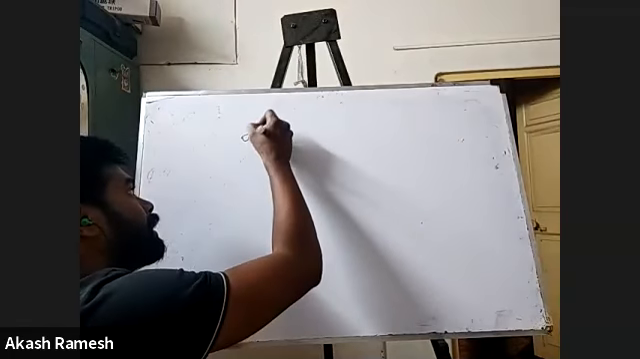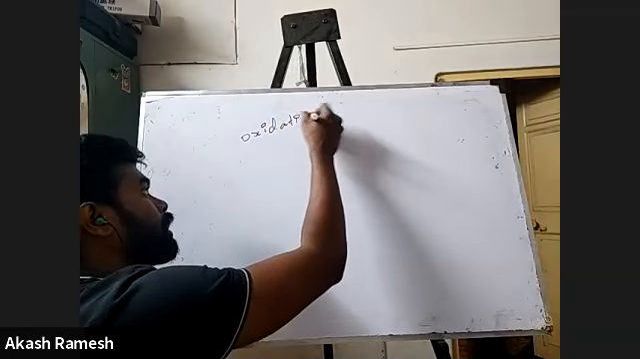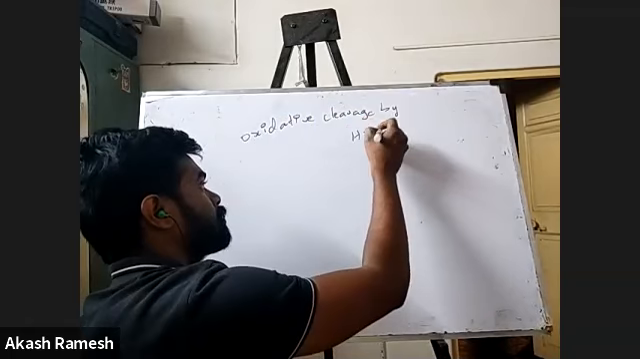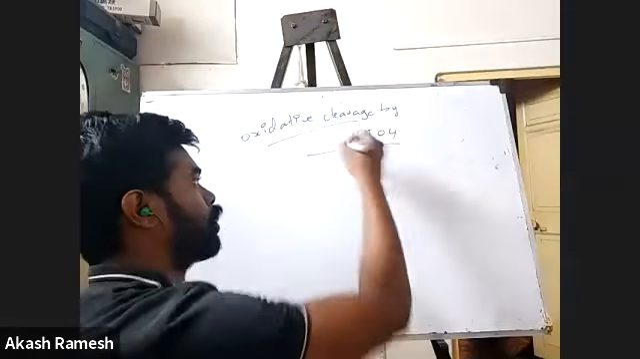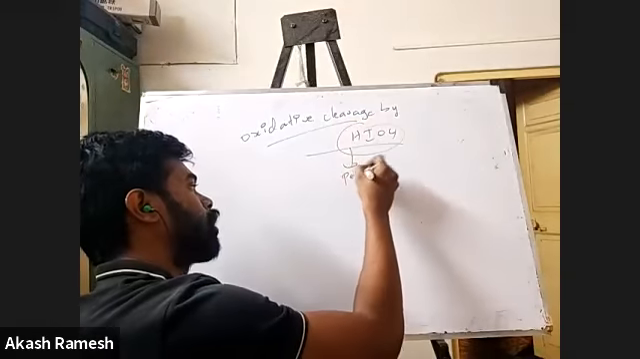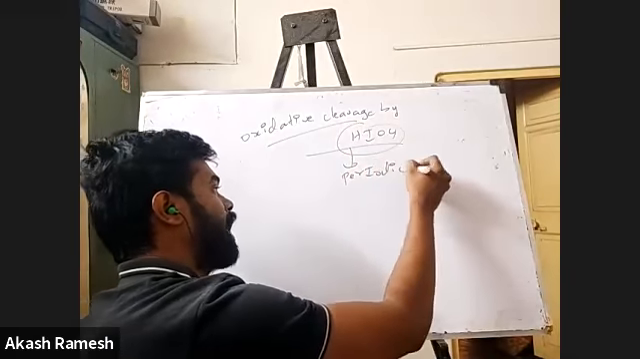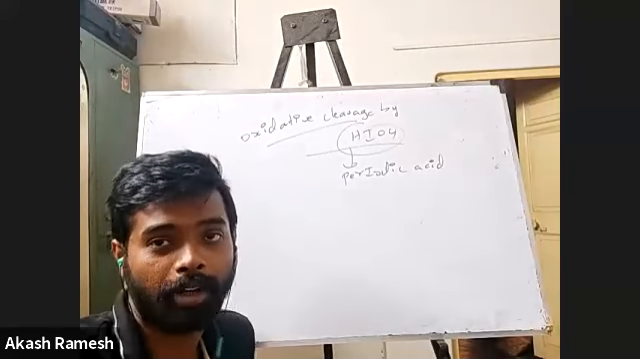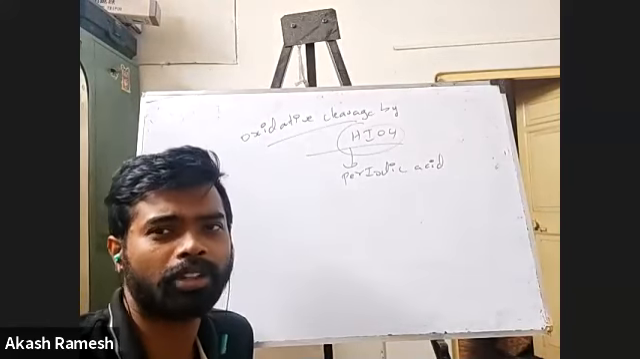Okay, so that is my oxidative cleavage by HIO4. HIO4 is called periodic acid. Okay, HIO4 is called periodic acid, right? So this will happen.